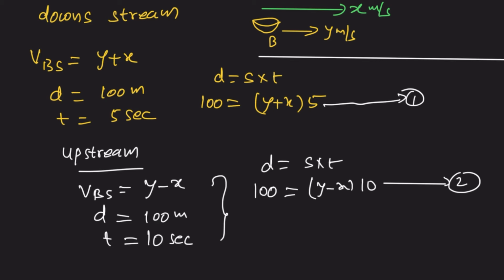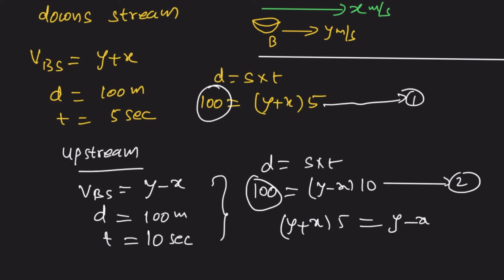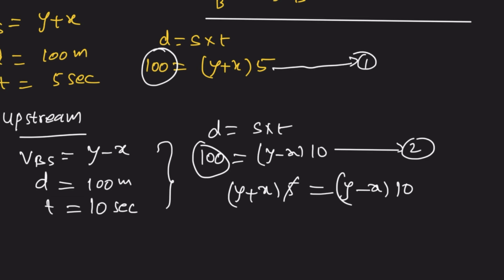So from 1 and 2, look here, the left-hand side is 100 and 100. So the right-hand sides should be equal, that is (y plus x) into 5 is equal to (y minus x) into 10. 5 ones are 5, 5 twos are 10. So (y plus x) by (y minus x) is equal to 2 by 1.